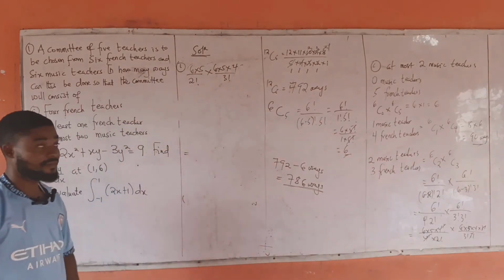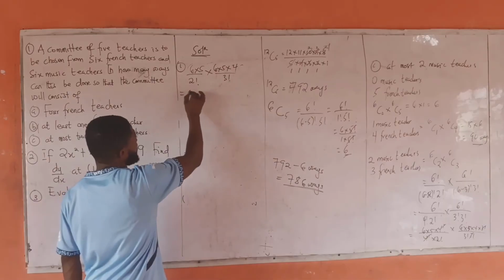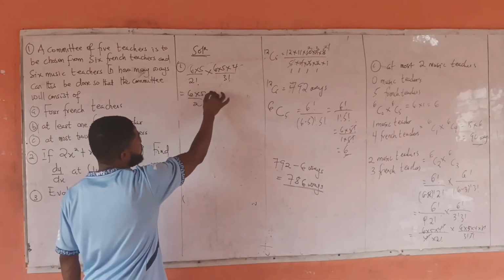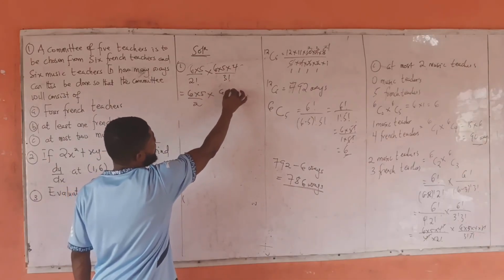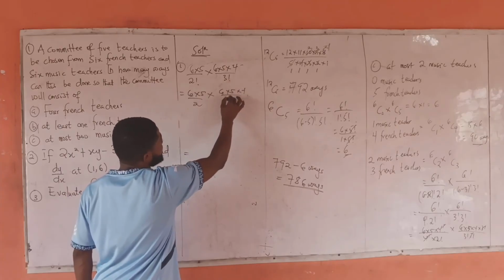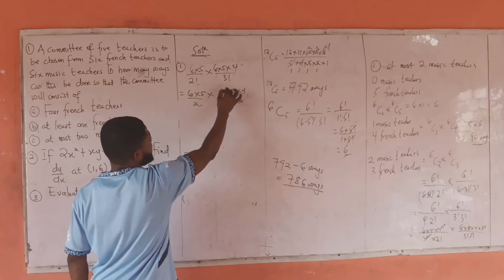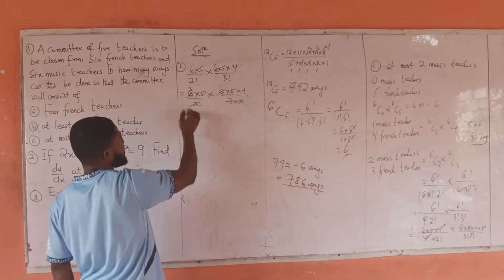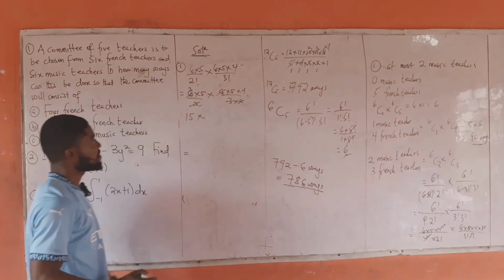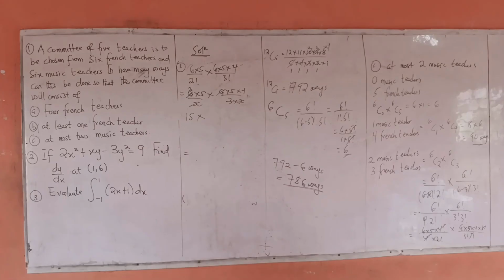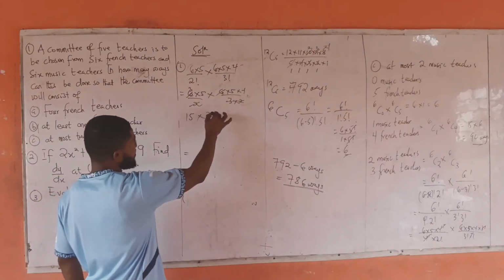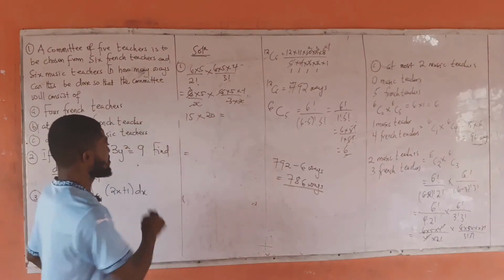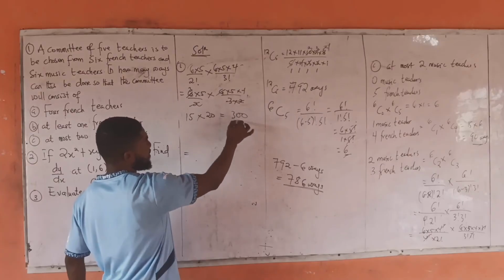Now 2 factorial is the same as 2. 3 factorial being 6. This 3, 15 times. Now we have 5 times 4, which is 20. So this should give us 300.